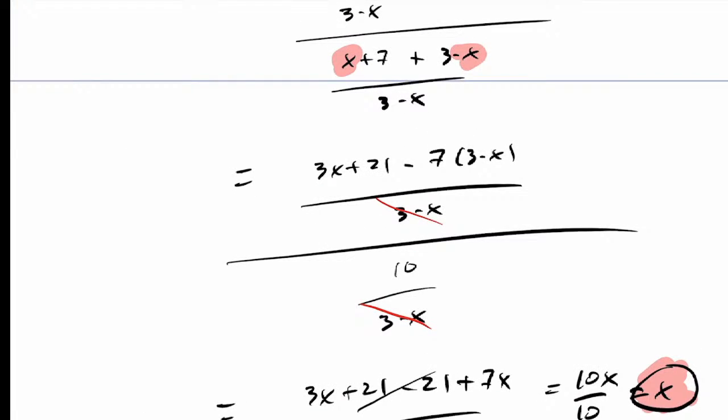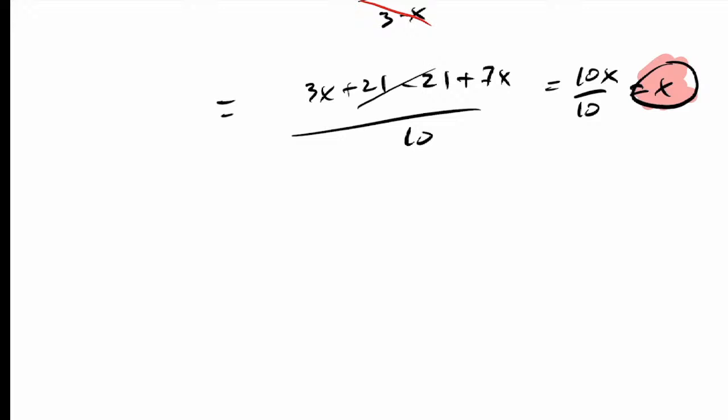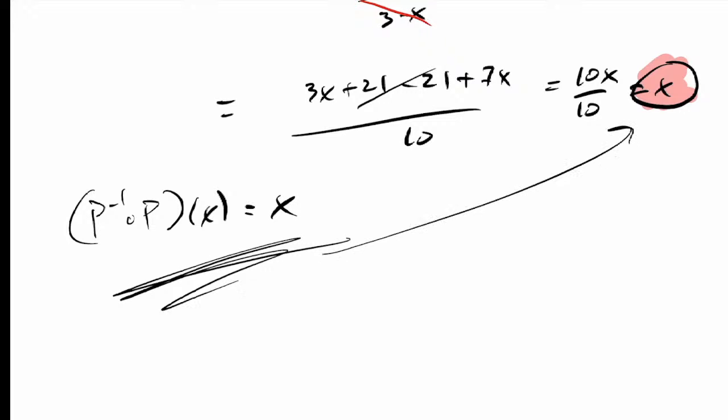And really, Mahir, you should check it the other way as well. But it'll be the same idea. If you do p inverse composite p, acting on x, you'll also get x as well. And then you know for sure it's the inverse. Inverses are unique.